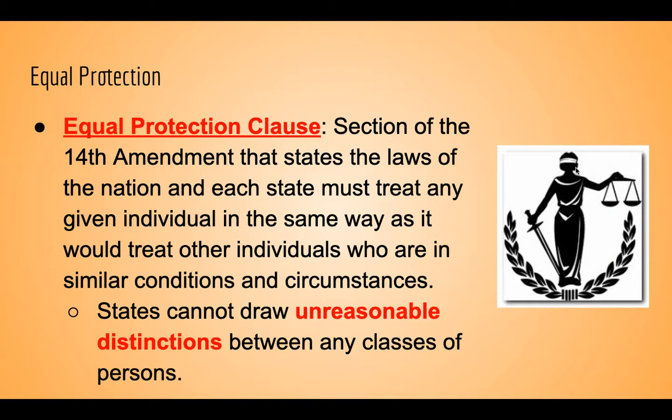So, the first thing we want to talk about is the Equal Protection Clause. We've talked about this before. It's the section of the 14th Amendment that states the laws of the nation in each state must treat any given individual in the same way as it would treat other individuals who are in similar conditions and circumstances. What this means is that states cannot draw unreasonable distinctions between any classes of persons. So they can't make a major distinction between, say, the rich and the poor, or between black and white. That second one is where we are going to be looking at things today, mostly.